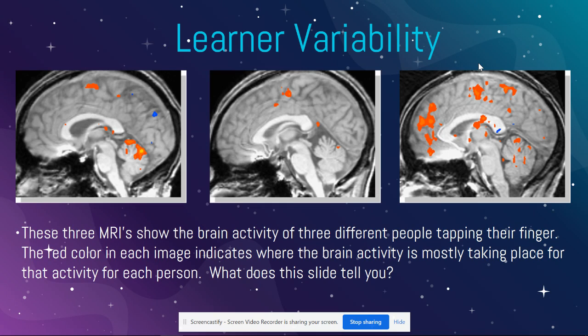The UDL framework is based on learner variability, which is scientifically validated. These MRIs show 3 different brain activities of 3 different people tapping their finger. The red color in each image indicates where the brain activity is mostly taking place for each person. We all use different parts of our brains to do all kinds of things. No learner is exactly like any other learner. This slide shows how even the simplest task is processed in different parts of the 3 people's brains.